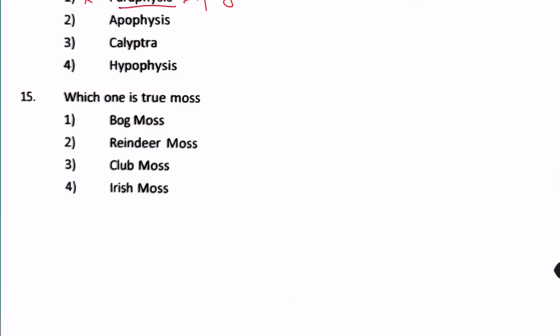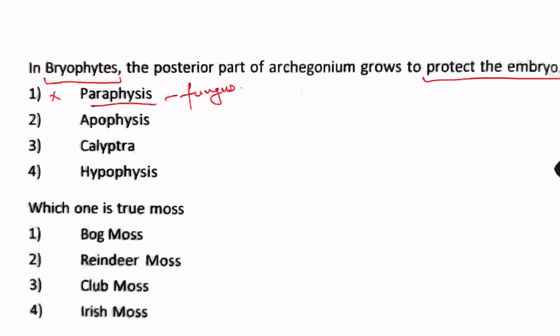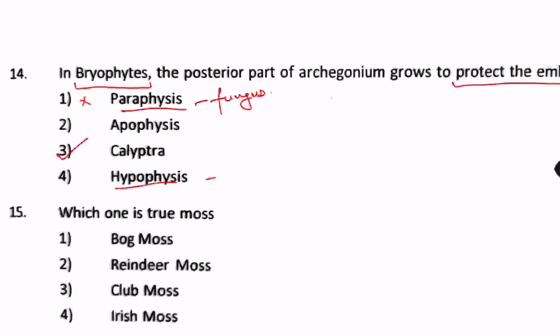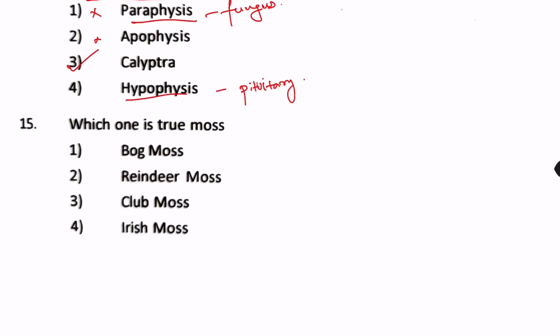And the next option is Calyptra. Well, Calyptra is true, because it is the portion which grows up from the archegonium, and its correct definition is that it protects the embryo. It's a protecting structure. So the answer is actually Calyptra only. But what is hypophysis? Hypophysis is a part of the human body, present in the pituitary gland, and apophysis, just like I said, is the basal portion. So that won't be the answer. Number 3 is the correct answer.